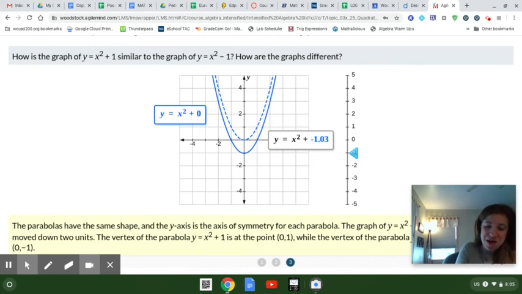I'm writing in my book right now. If you're wondering what she is looking at, I am writing in my book. I'm doing this down, along with you. So x squared plus 1 shifts up 1, so the vertex is at 0, 1. X squared minus 1 shifts down, so the vertex is at 0, negative 1.